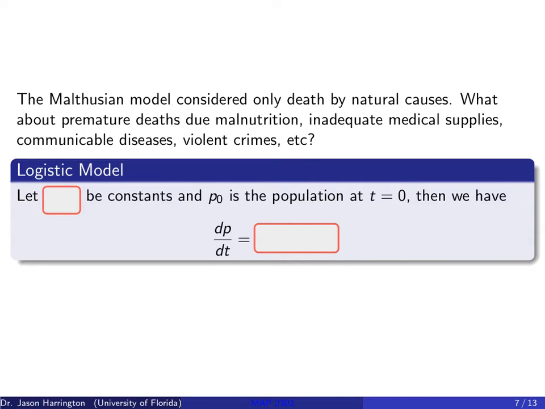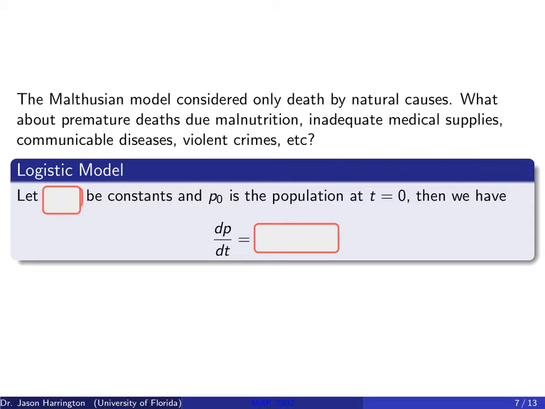Now the Malthusian model has a couple of flaws to it. For example, it grows exponentially, right? And typically humans haven't overpopulated the Earth to the point where we're living in the oceans and living on Mars and such already. So the question is, what actually went wrong? Well, the Malthusian model really only considered natural death, but it didn't consider any premature deaths due to malnutrition, inadequate medical supplies, communal diseases, violent crimes, etc. There's all kinds of different things that were not even considered.